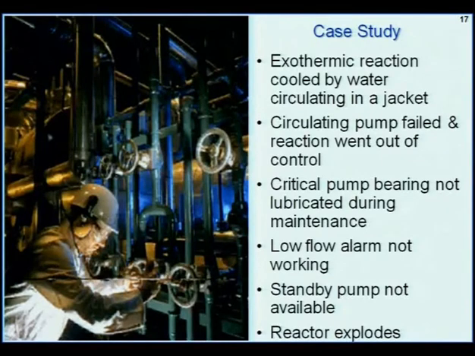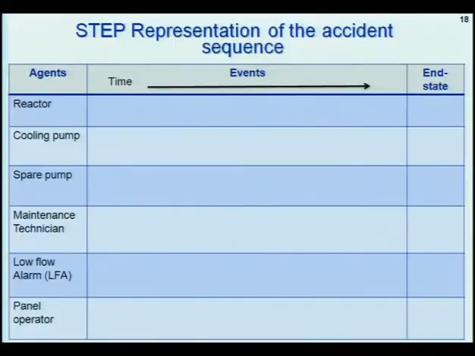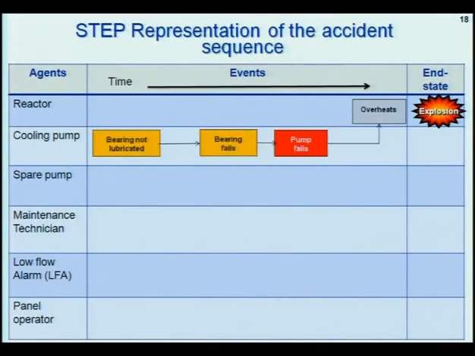A standby pump would also have solved the problem. Unfortunately, it was out of service. And the reactor exploded. You could say a HAZOP should have been done. So this is what the swim lane or STEP representation looks like. We start off with the end state, the explosion, the reactor overheats. Then we say, well, what preceded that?